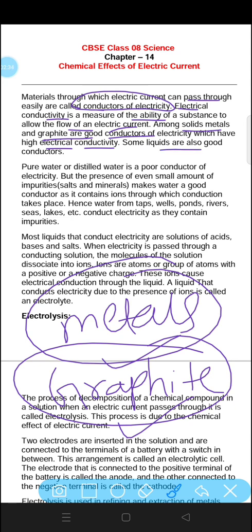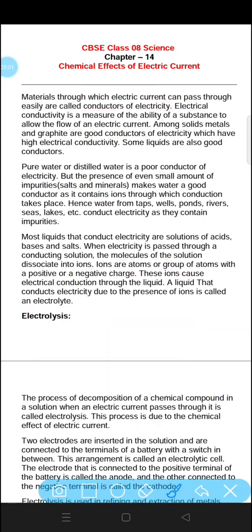Some liquids are also good conductors. Liquids can also conduct electricity, though pure water or distilled water is a poor conductor of electricity. But the presence of even a small amount of impurities, salts and minerals, makes it a good conductor of electricity. Impurities like salts and minerals make water a good conductor as it contains ions through which conduction takes place.